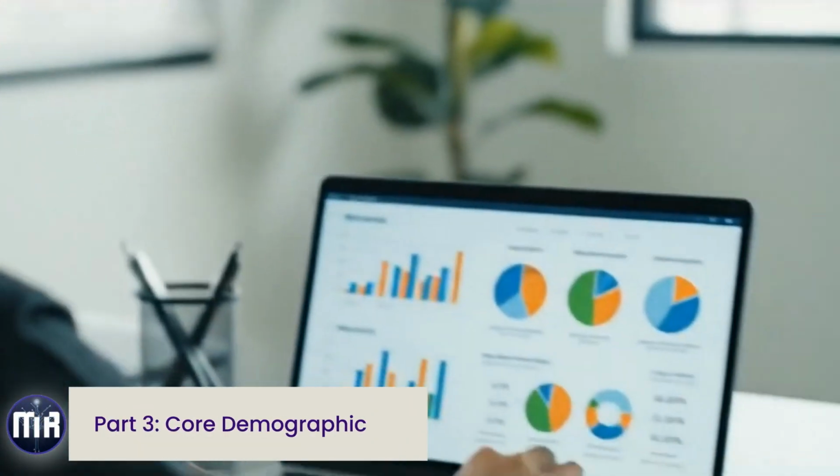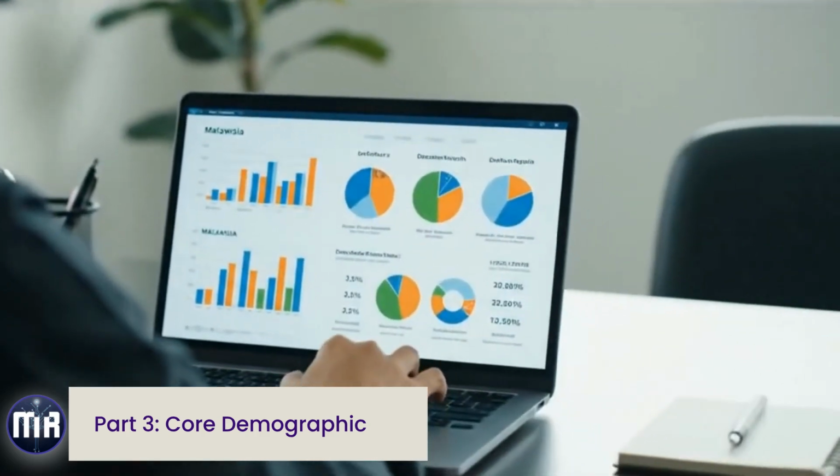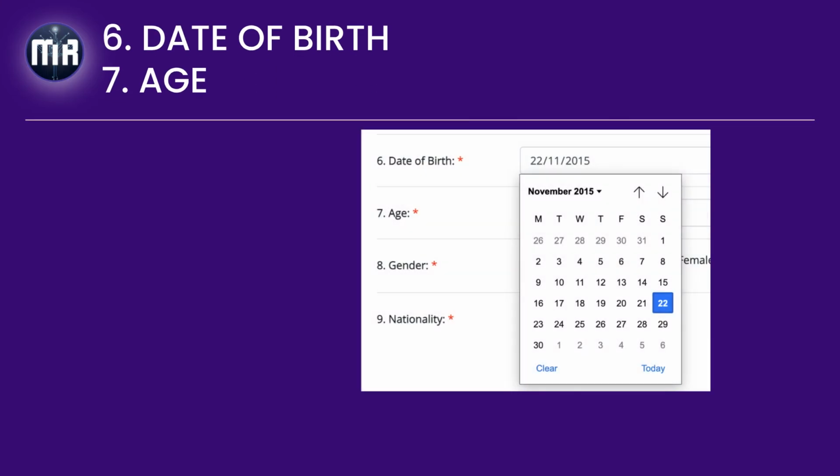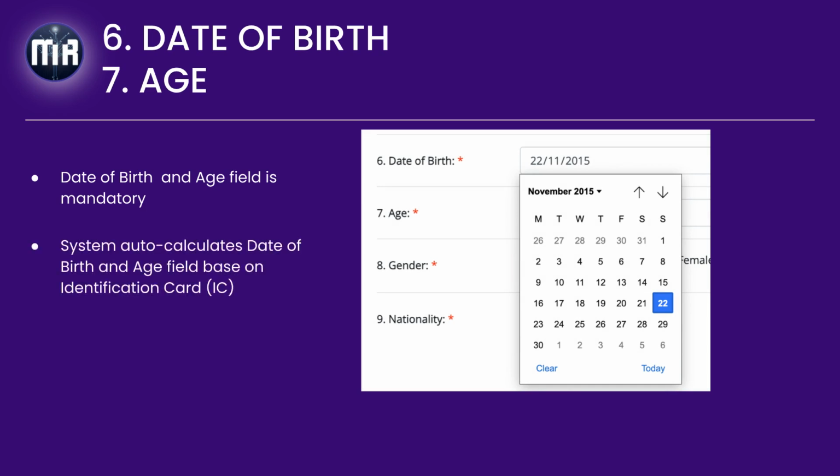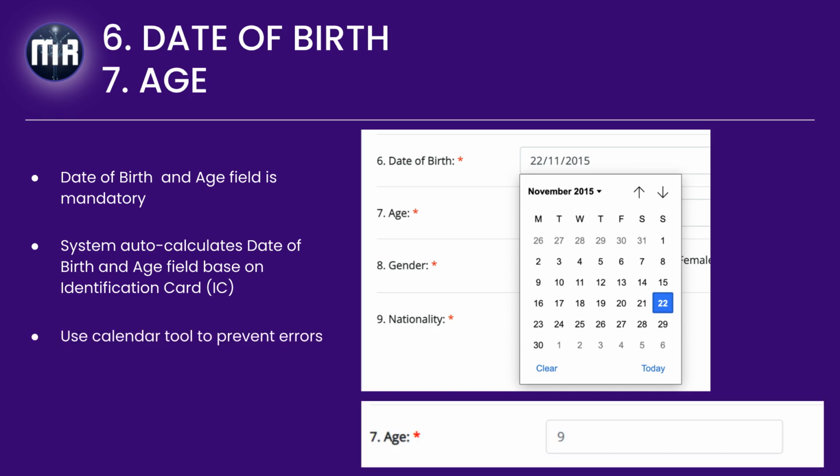Part 3. Core demographic. Now for the core demographic fields. For fields number 6 and 7, date of birth and age, it will be automatically calculated from the IC number. Otherwise, you need to enter the patient's date of birth using the calendar tool. The age will then be automatically calculated by the system once the date of injury is entered in Section 2. The source document is, again, the patient's official ID.